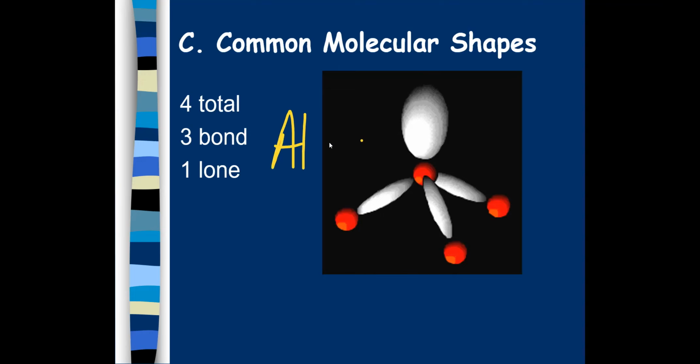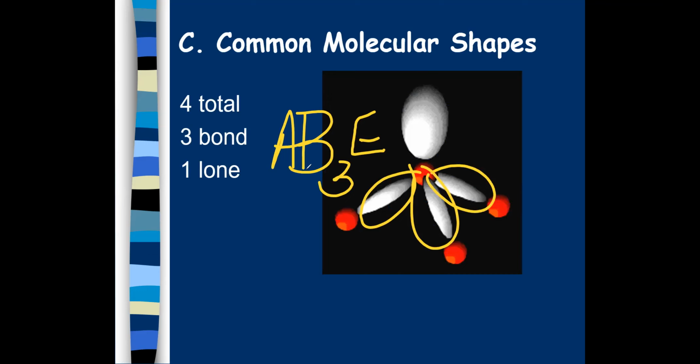AB3E. Why AB3E? Well, you have 1, 2, 3 bonds and 1 lone pair. You see that? Okay, so that's what that is. AB3E. It tells you a central atom, that's A, B for bonding, and E for electron pairs. And there's 1 electron pair in this one.